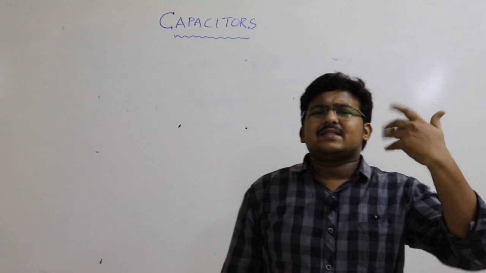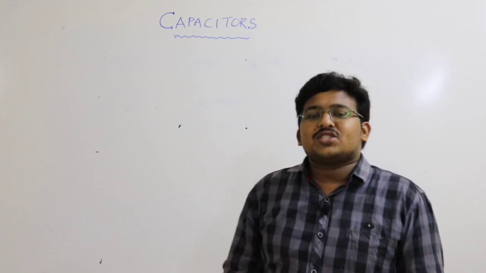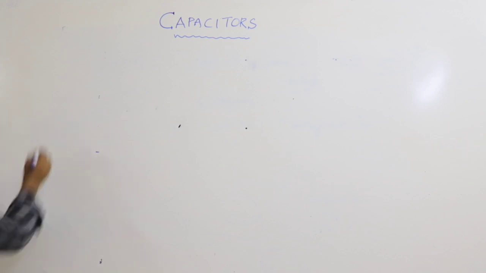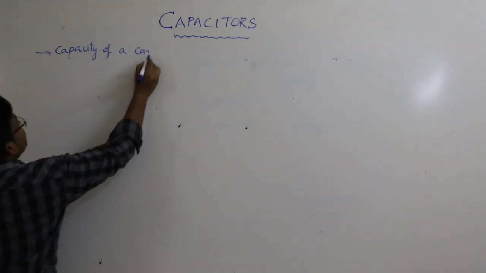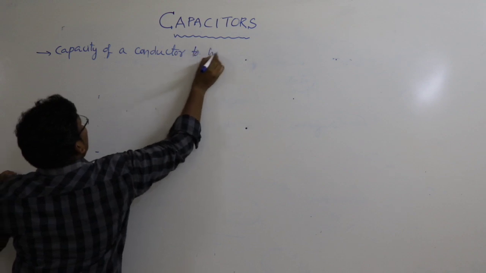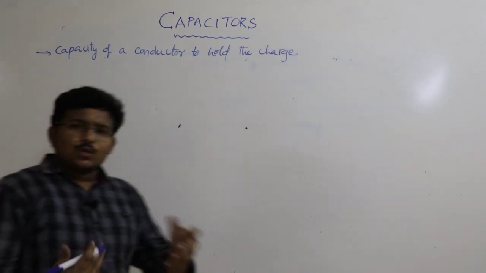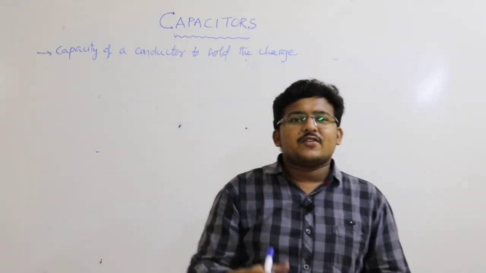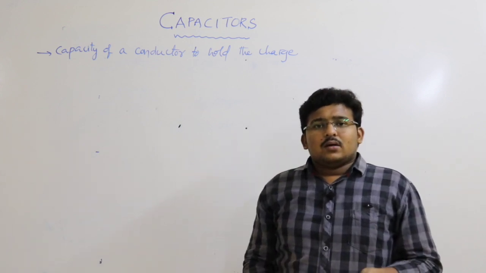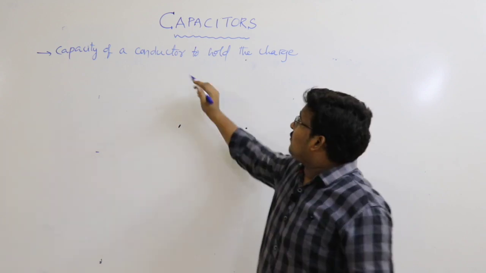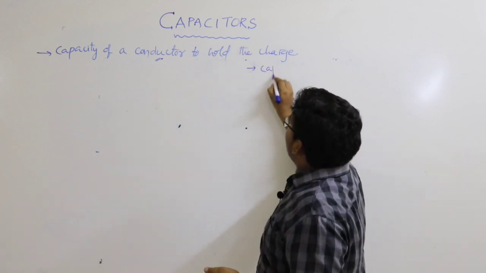Generally, capacitance is nothing but the capacity of a conductor to hold the charge. From the previous discussion, when a charge is given to a hollow sphere or a conductor, it stores on the outer surface. That ability or capacity of a conductor to hold the charge is called capacitance.